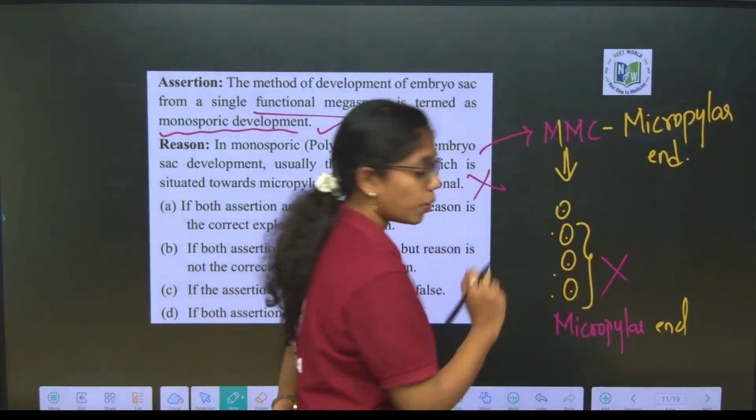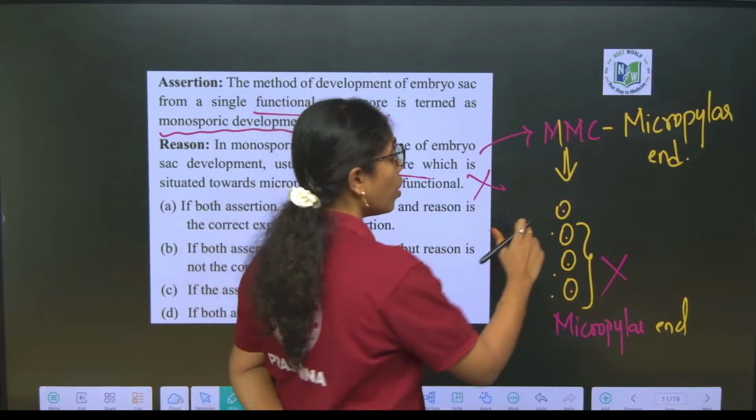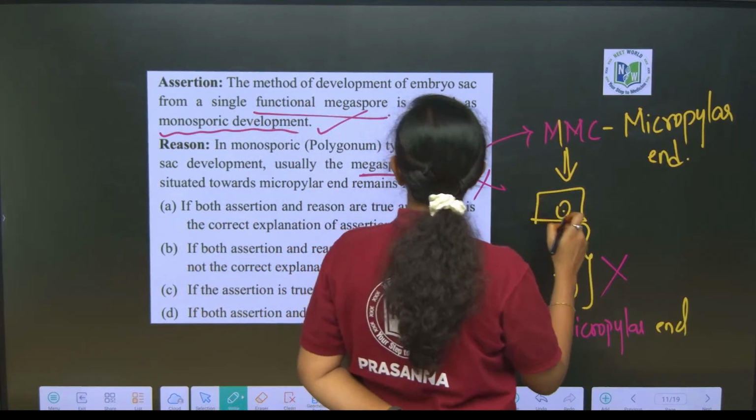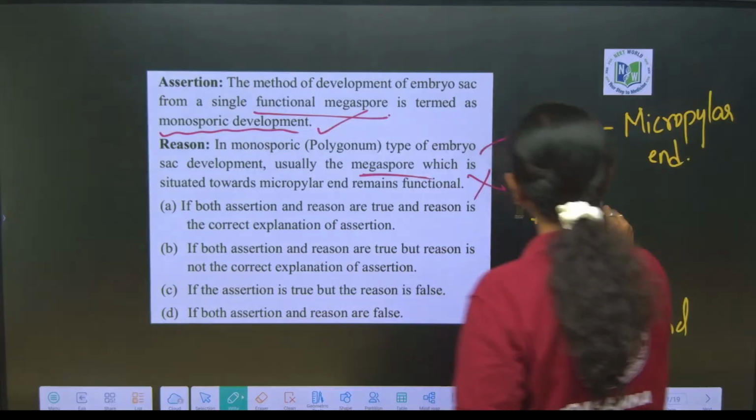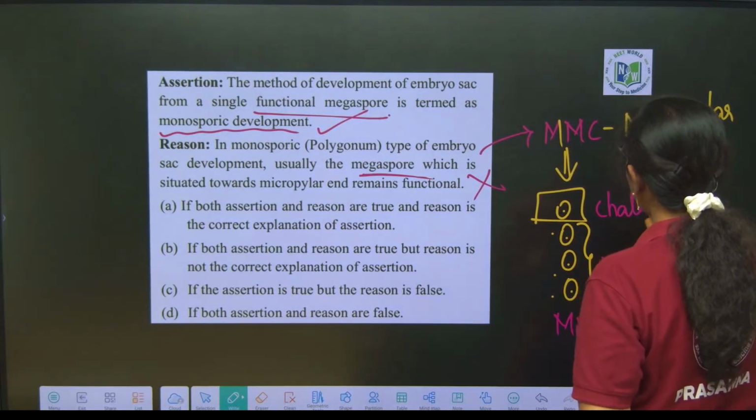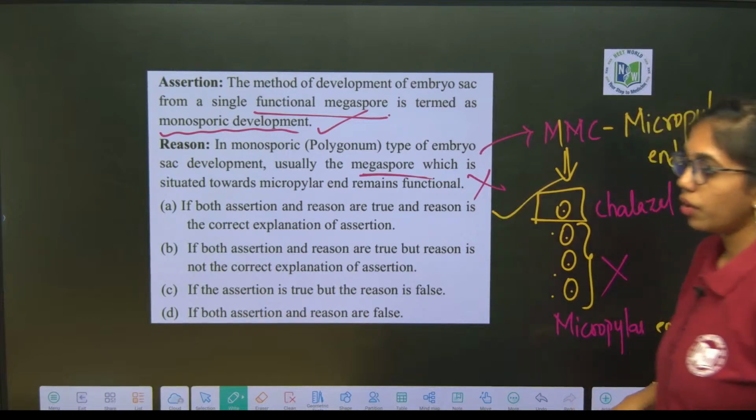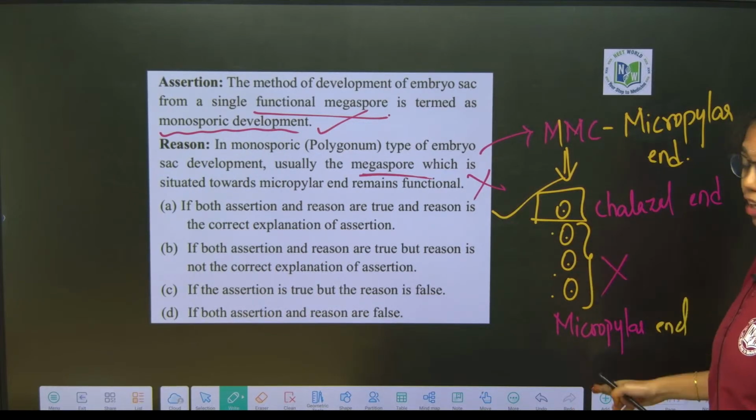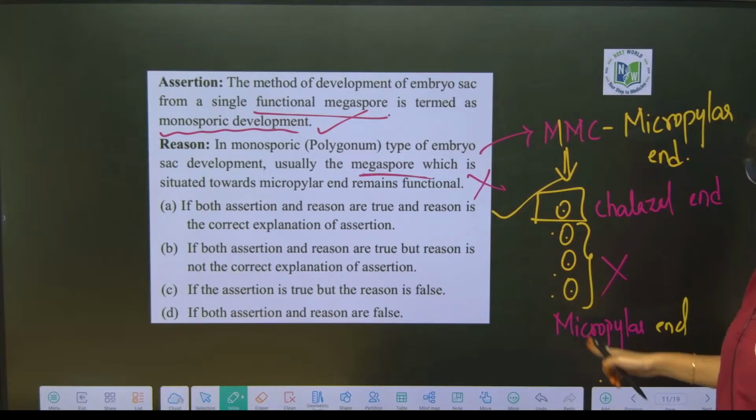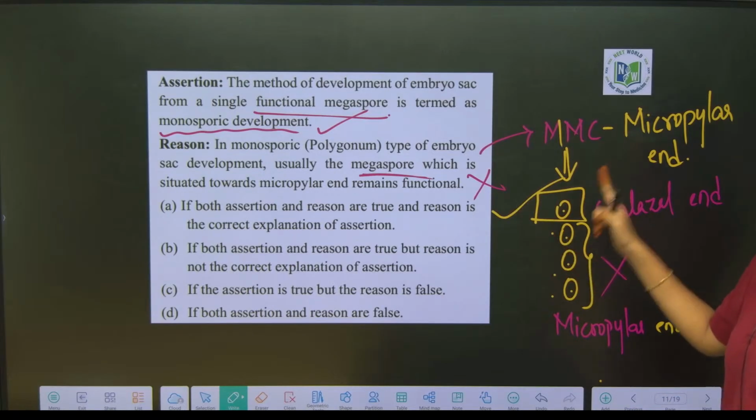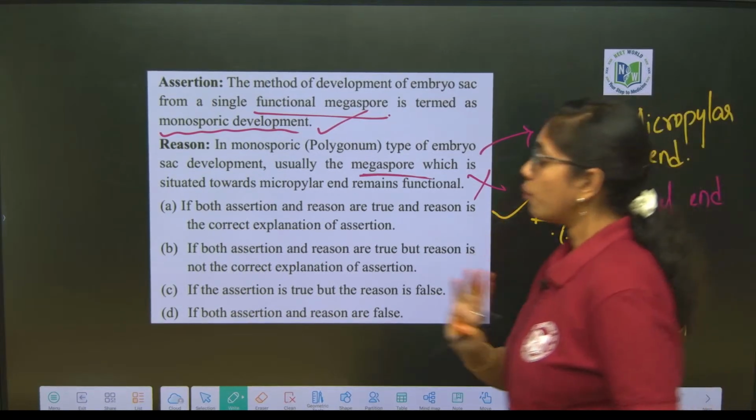3 megaspores which are present will degenerate. One megaspore which is present towards the chalazal end will be functional. Okay. 3 megaspores which are towards the micropylar end will be degenerated. 1 megaspore which is present towards the chalazal end will be functional.